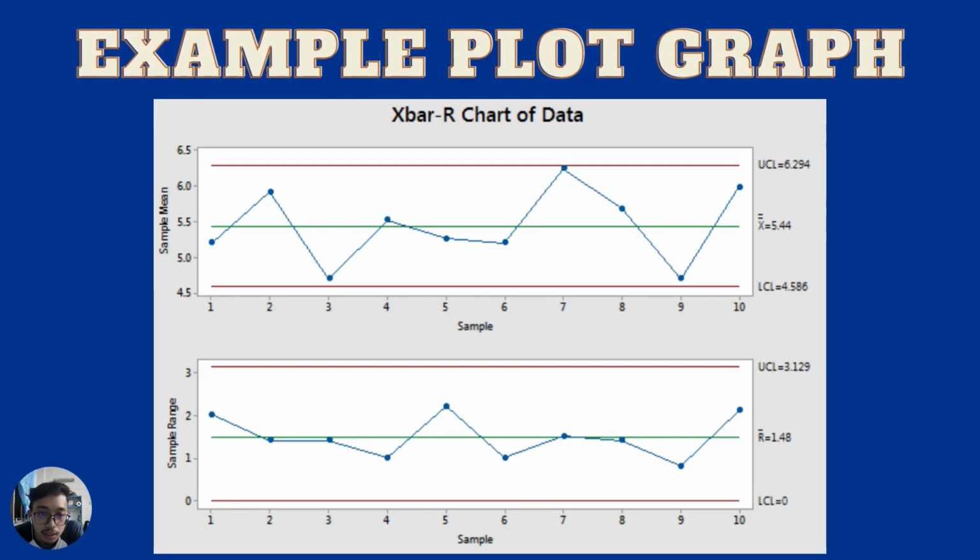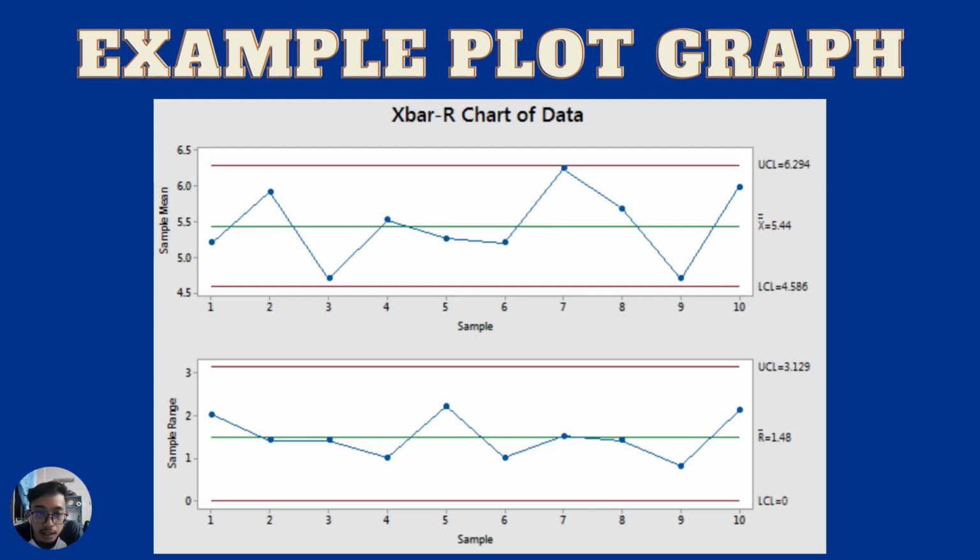So this is an example of the result as we plot the graph. As we can see, the upper graph is the X bar chart. On the y-axis is the sample mean, and on the x-axis is the sample. For the X bar chart, we can see the upper control limit value is 6.294 and the lower control limit is 4.586.